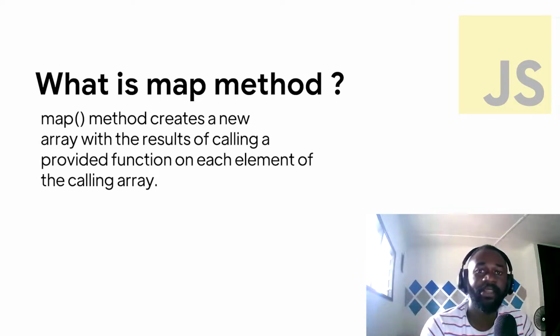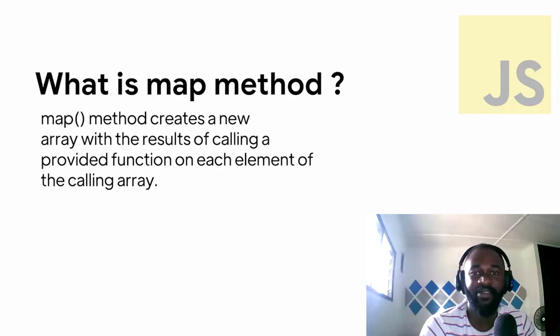So map is an array method that's going to help us create another array based on the first one. The items that constitute the new array will be based on the first array. So how does it work? We have an array, we have the map method. We pass the map method a function, and that function will be executed on each item of the array, and the result of the execution of that function will constitute the items of the new array.